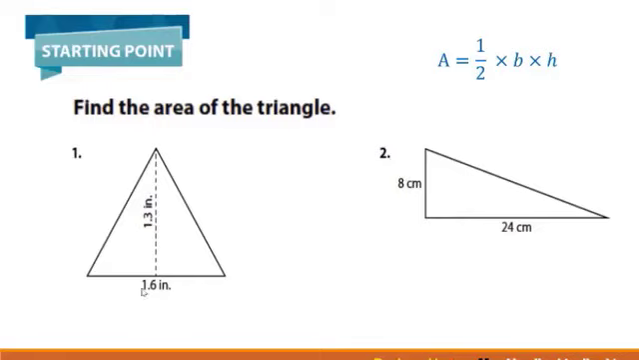So half times 1.6 times 1.3 gives me this answer, 1.04 inch square. Then we find the area with the same idea. We have this result. Okay, we take half times 24 times 8, which gives you 96.